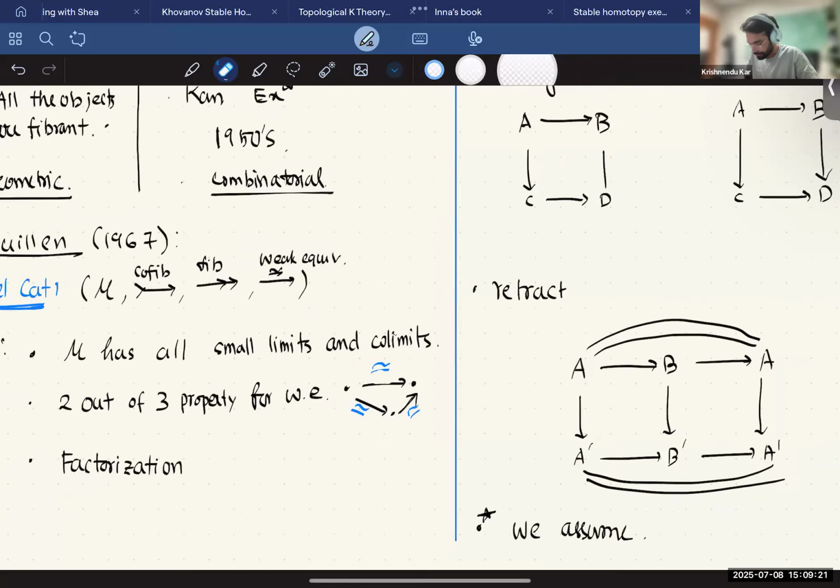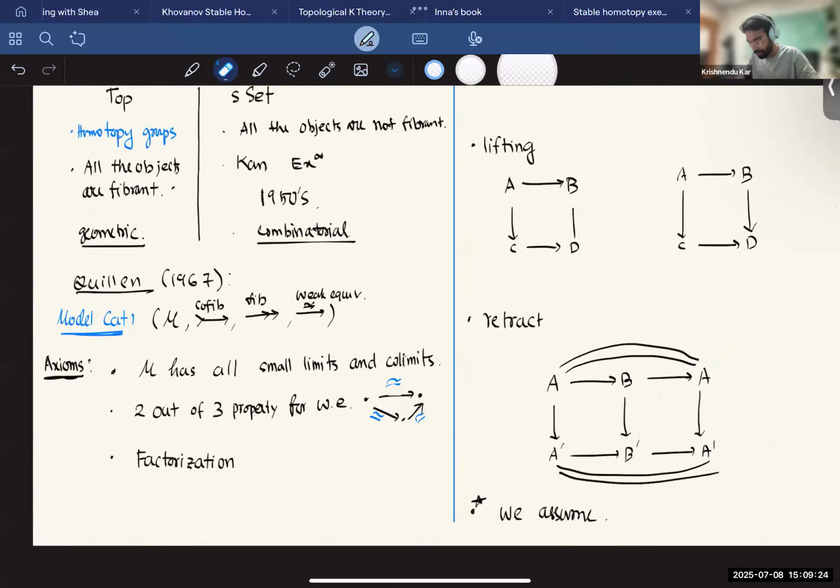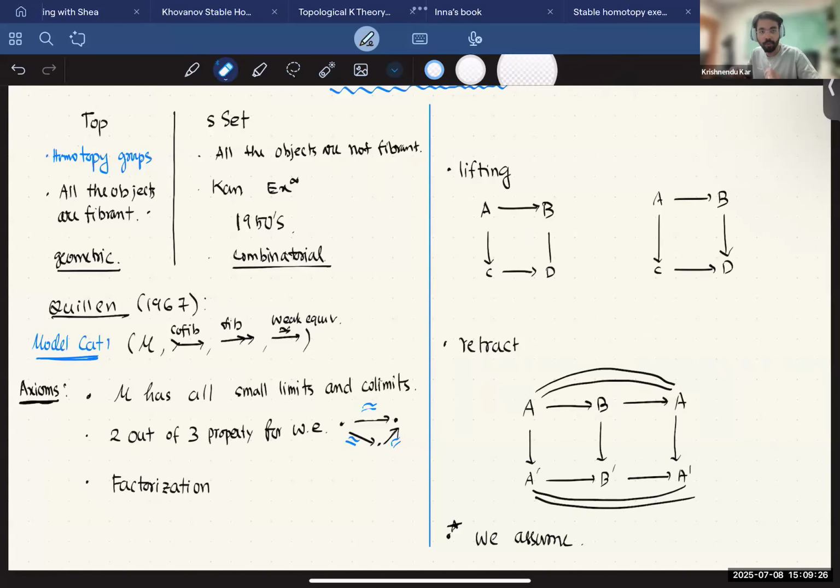Now, for arbitrary model categories, we want this feature to be present, and that's why you take a part of this axiom. If any two of these arrows that we have declared to be weak equivalences are weak equivalences, then the third one is so.